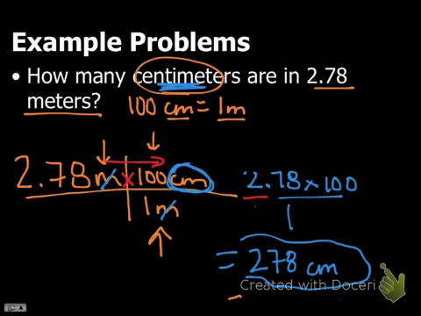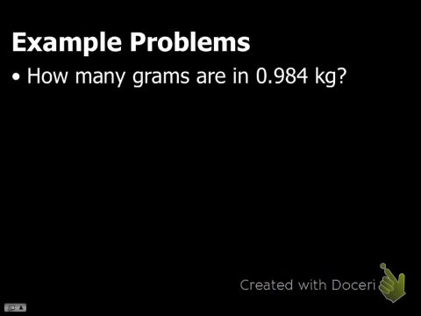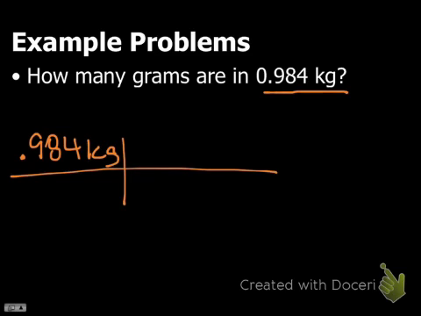Okay, so let's look at another example. Our next example is how many grams are in 0.984 kilograms. Again, I'm always going to start with the number they give me in the problem, so 0.984 kilograms. I draw my conversion chart, or whatever you want to call it. Then I think, do I know a conversion factor that directly gets me from kilograms to grams? I know that 1 kilogram is equal to 1,000 grams.